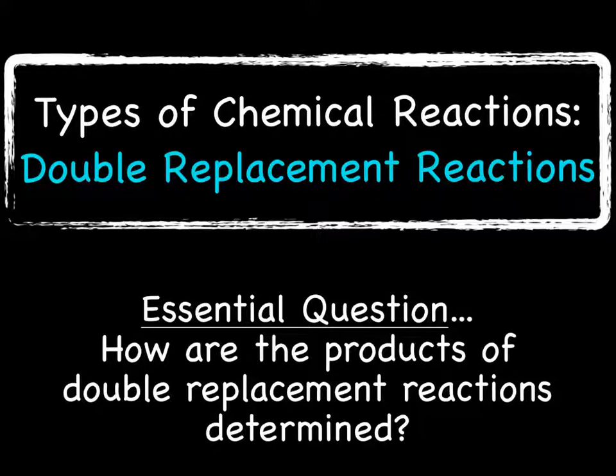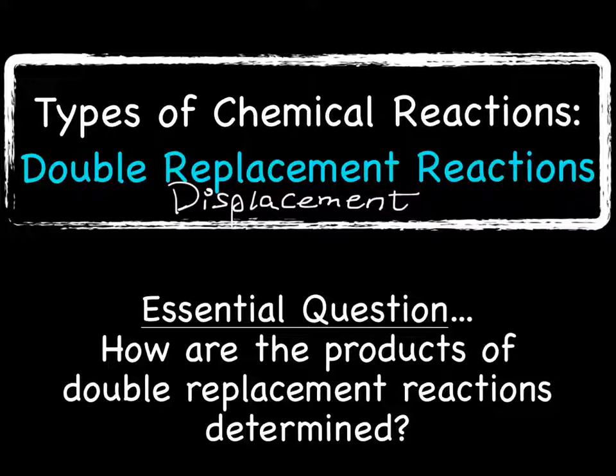Hello, this is Miss Moore, and today during chemistry we're going to continue discussing types of chemical reactions. Specifically today we're going to talk about double replacement reactions, also known as double displacement reactions. Okay, today's essential question: how are the products of double replacement reactions determined?